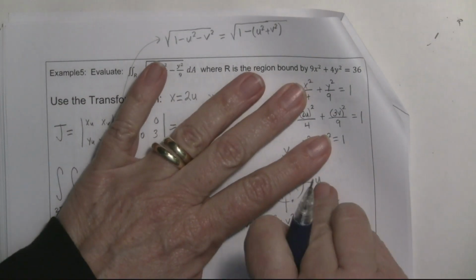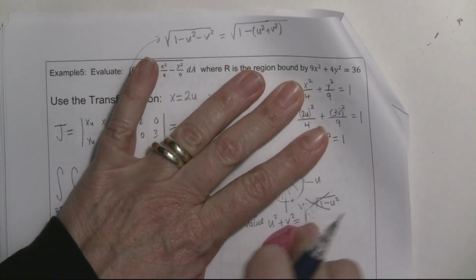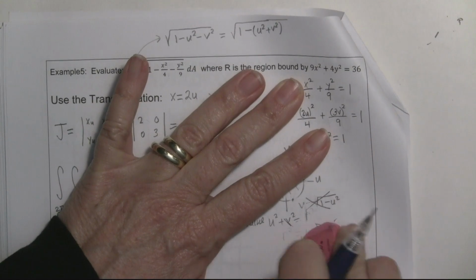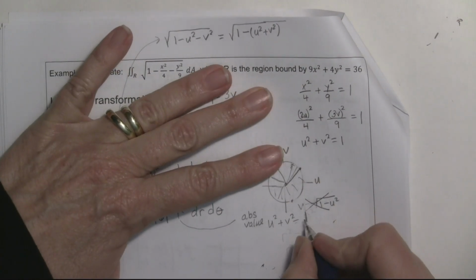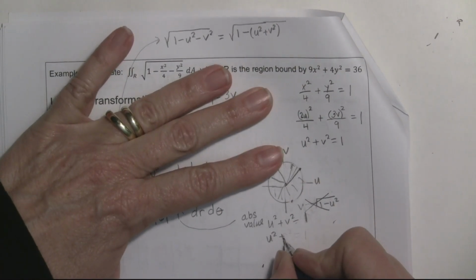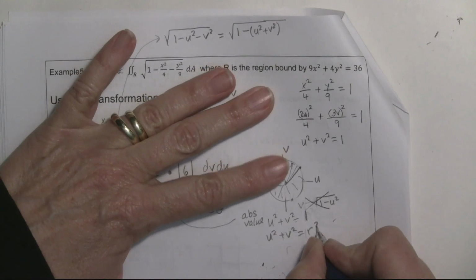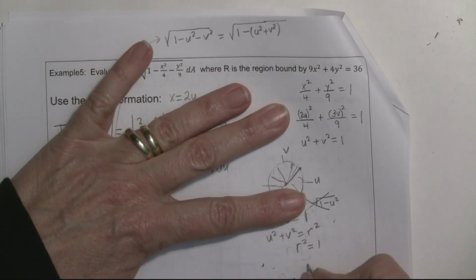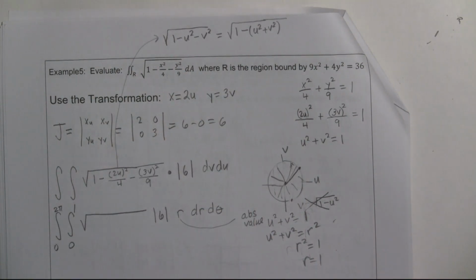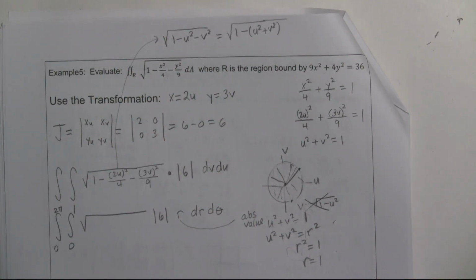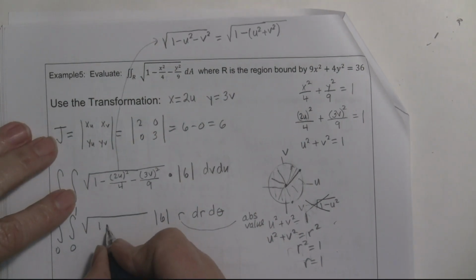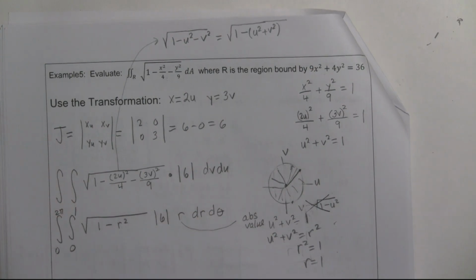And so I don't know, do I need to write that there? You guys are like, no, you don't have to write that there. This equals 1, and I know that u squared plus v squared equals r squared. So r squared equals 1, and r equals 1. I guess I should have maybe put that. No, you're saying no, I don't have to. Okay, thank you. Minus 1 minus r squared.